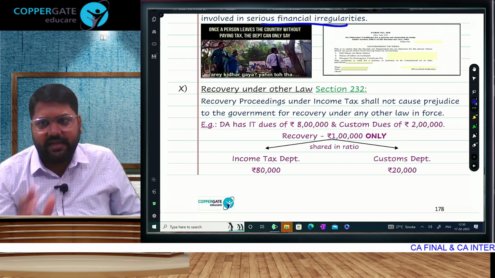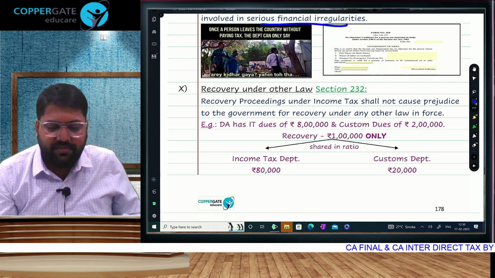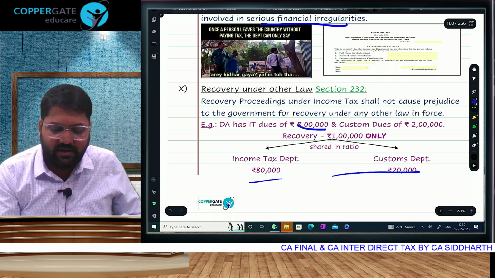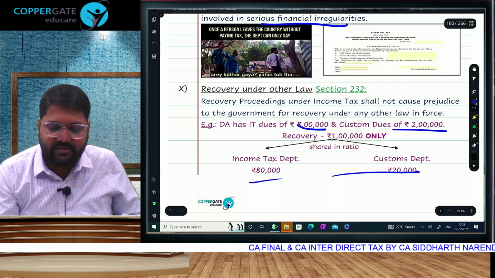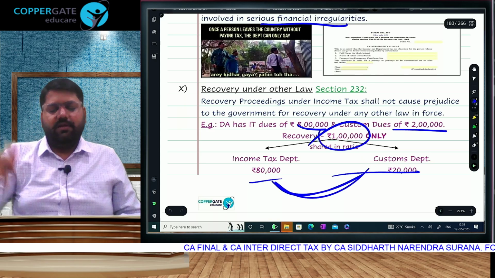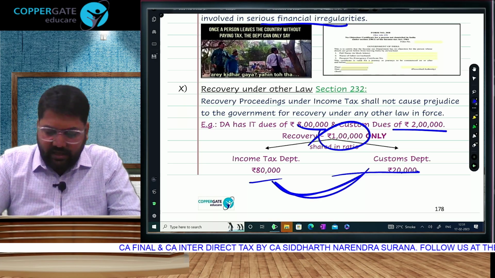And if the income tax recovery was only a partial recovery, then they cannot keep the full amount. They have to divide it between the other departments in the ratio of dues. For example, 8 lakh of income tax dues and 2 lakh of customs dues. So out of 10, we could recover only 1 lakh. So they will share in the proportion. The money will be divided. So that's our chapter, recovery proceedings.